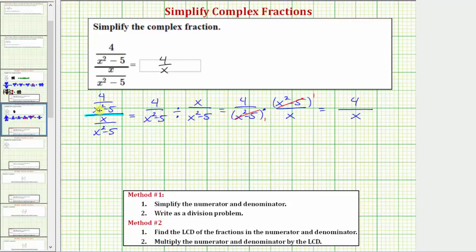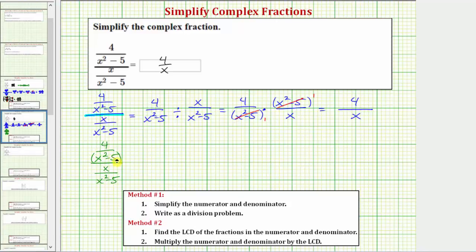So beginning with the given complex fraction again, and because x squared minus 5 doesn't factor, I'm going to go ahead and put that in parentheses here and here. And now for method 2, we begin by determining the least common denominator of the fractions in the numerator and denominator. And this is pretty straightforward because there's only a single fraction on top that has a denominator of x squared minus 5. There's also only a single fraction on the bottom with the same denominator of x squared minus 5. So x squared minus 5 is the LCD.